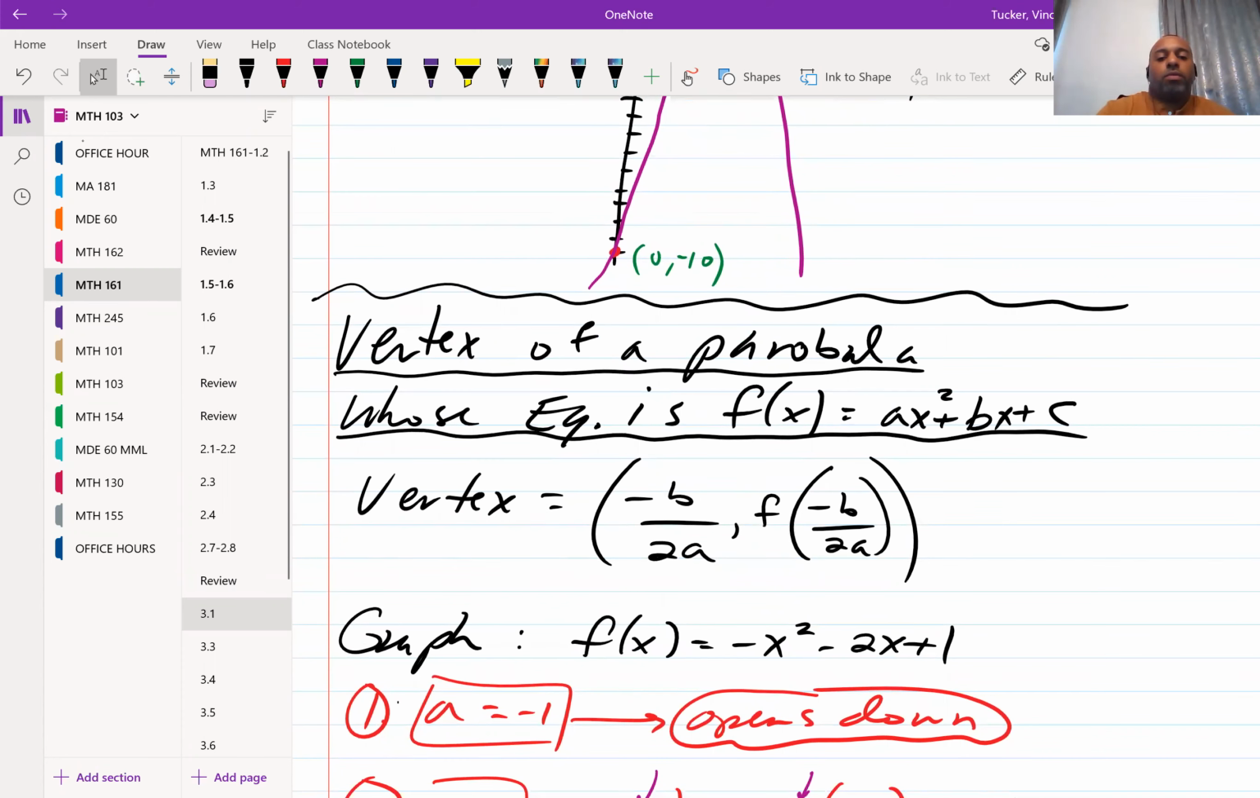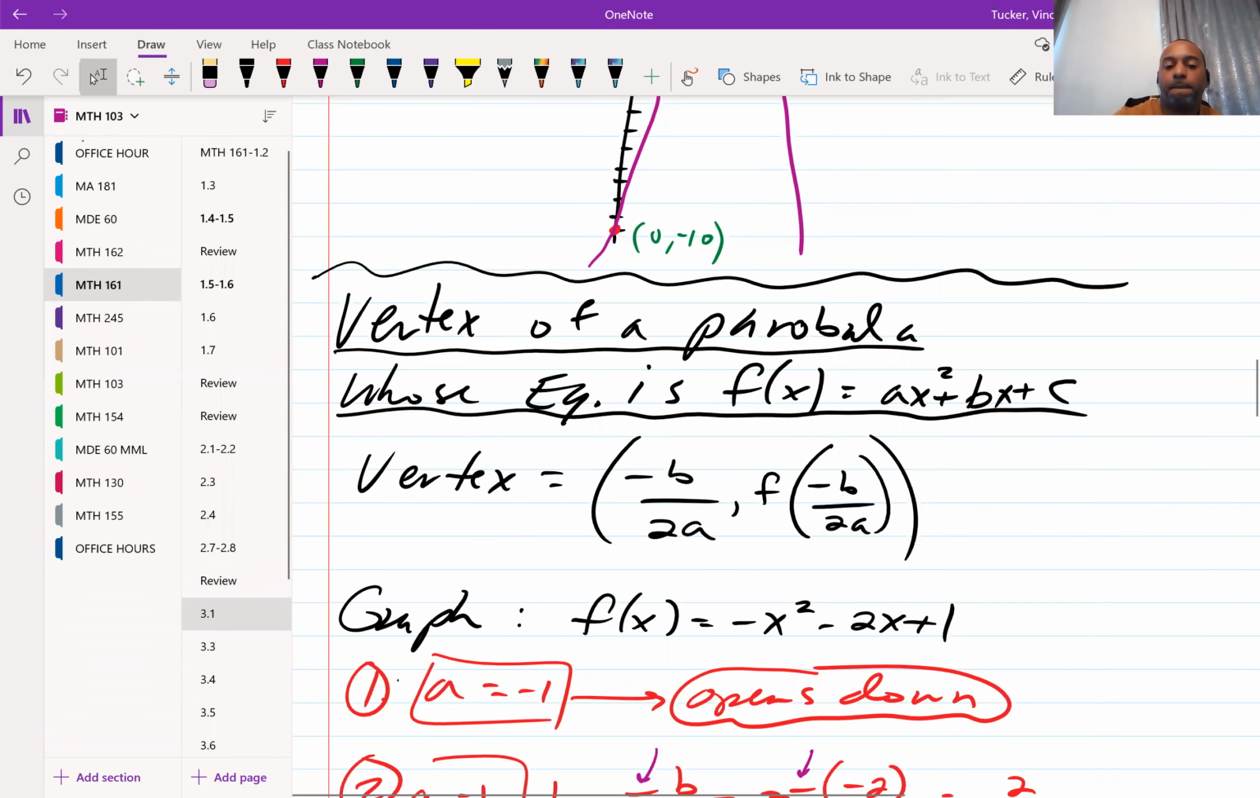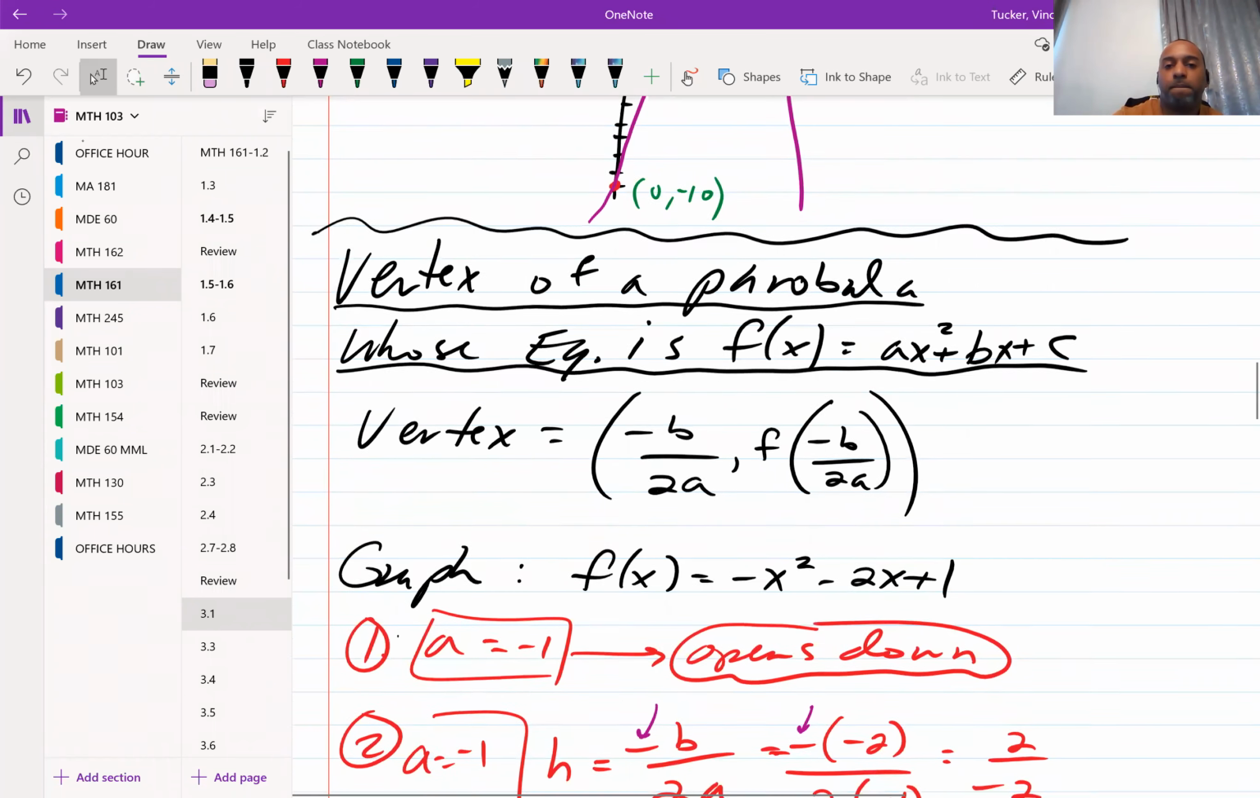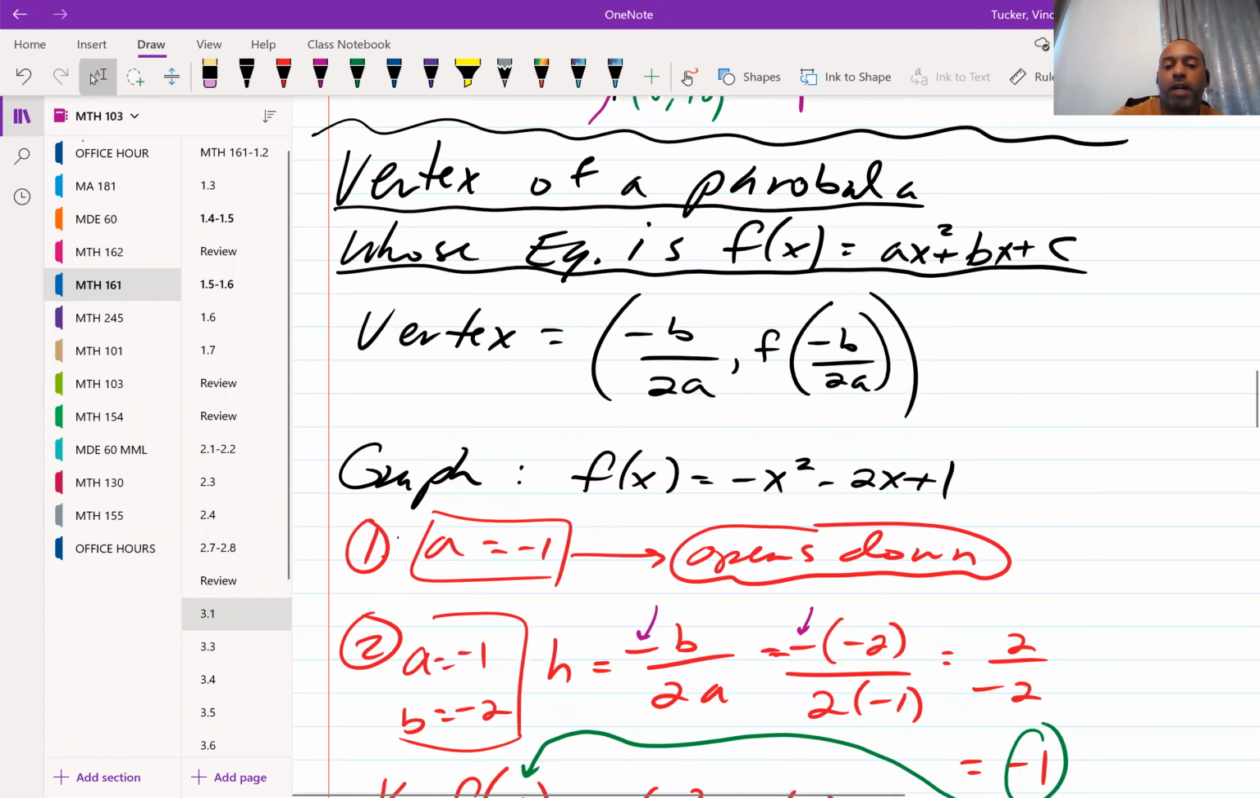All right, so we're looking at f of x is equal to -x squared minus 2x plus 1. So a is going to be a regardless. If it's positive, it opens up, but if it's negative, it opens down. So we see that it's negative here, so it concaves down. So now let's find the vertex.